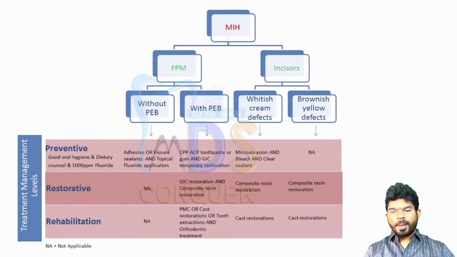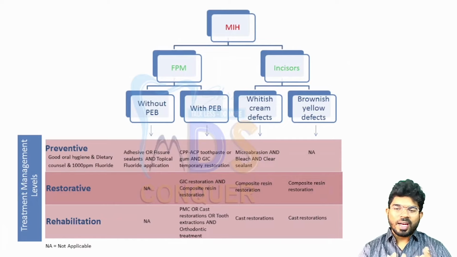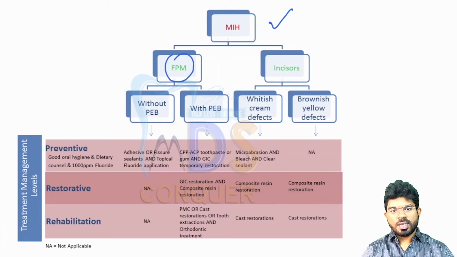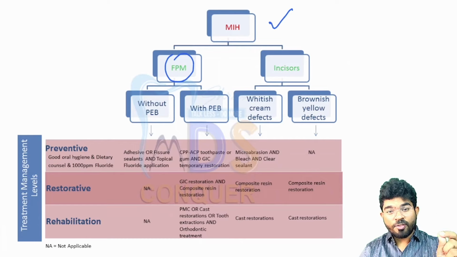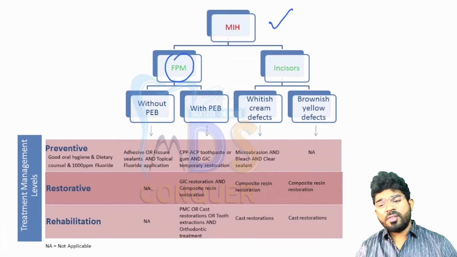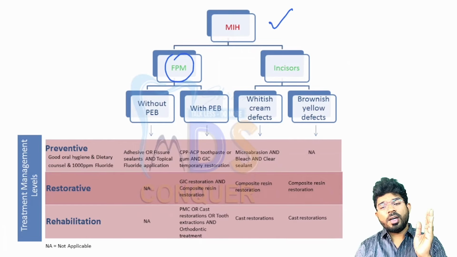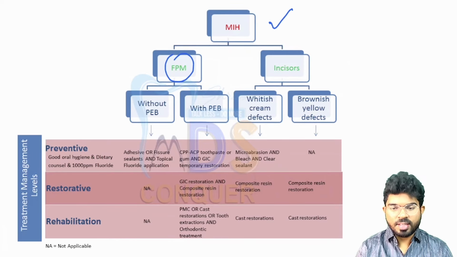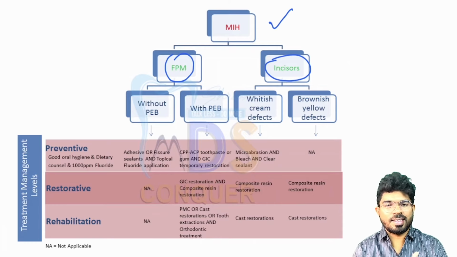Coming to the treatment plans, the treatment plan of MIH is very simple. So don't write heavy notes. Try to understand the content. Once you understand the content, it is very easy to answer. MIH can affect the permanent molars, that is the first permanent molars, FPM. FPM is a very commonly used term for MIH, that is first permanent molar hypomineralization. Next, incisors are affected. Incisors are mostly concerned with aesthetics, whereas molars are mostly concerned with mastication.